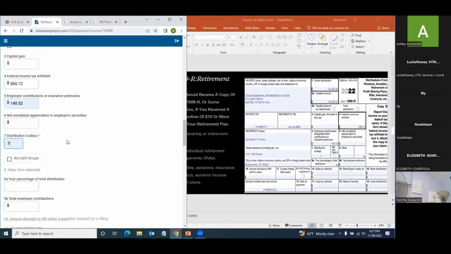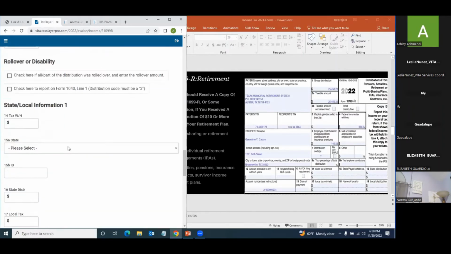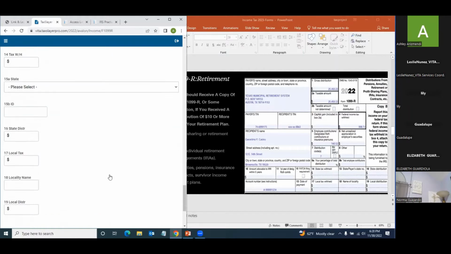Okay. And the distribution code is 7. We have all different codes, so make sure to put the exact number that is on there. The IRA does not have a check mark, so we're gonna leave that blank. And then you don't pay attention to anything else but what's on the form, and we continue.